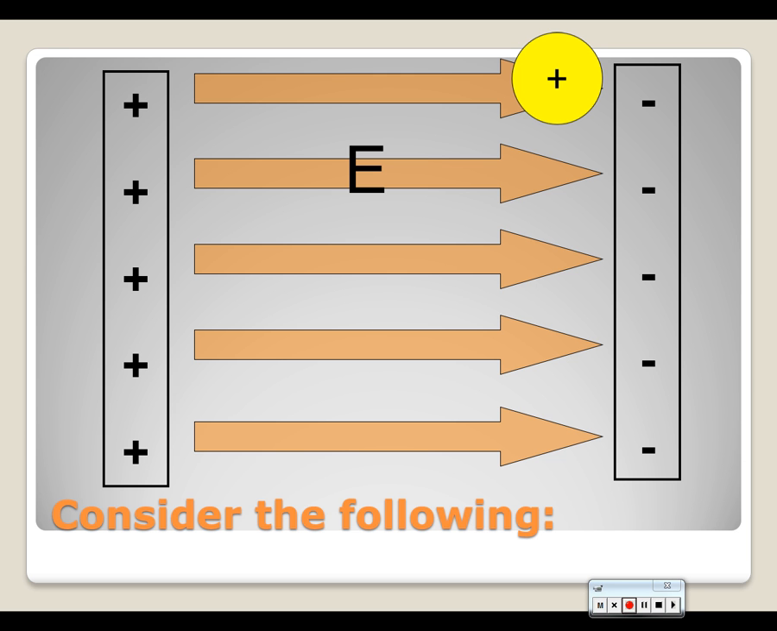Remember, these arrows represent the field, the area that it can change other objects. Okay? Good there? Yes, no, maybe? Okay. Let's go to this.